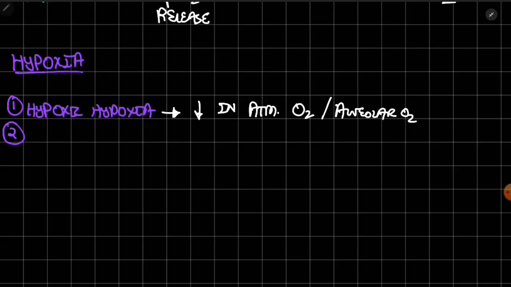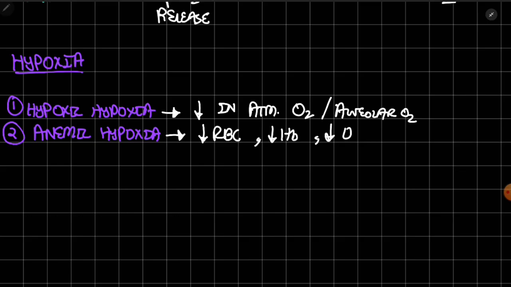Then second is the anemic hypoxia. So what is anemic hypoxia? Basically, in anemia, there is decreased RBC as we know, so decreased Hb. So decreased O2 capacity, or rather to say decreased O2 concentration. If there is decreased O2 concentration, it will automatically be a hypoxic condition.